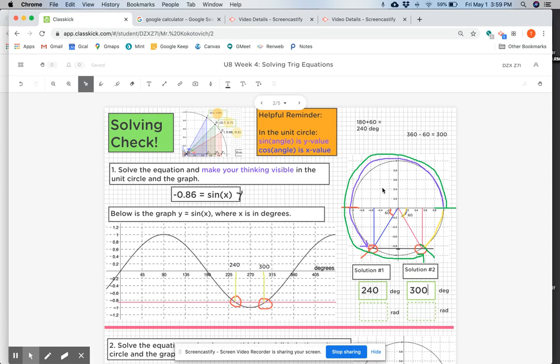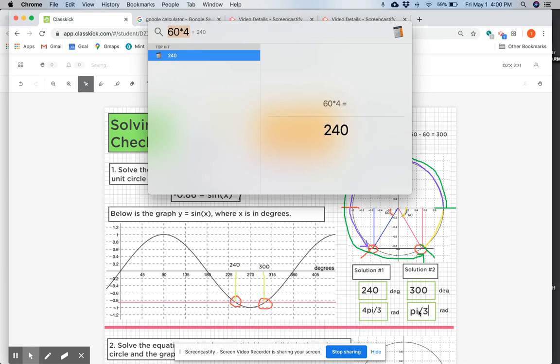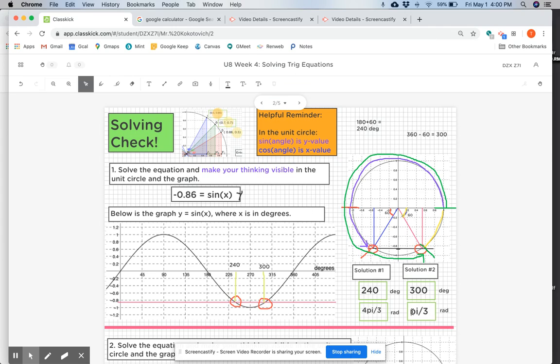I've shown my work in my unit circle and my graph. My radians here. 60 degrees is pi over 3. And 240, 60 times 4 is 240. So this is going to be 4 pi over 3. And for 300, I know it's pi over 3. How many pi over 3s though? 60 times 5 is 300. Okay, so it'll be 5 pi over 3. Thank you very much.